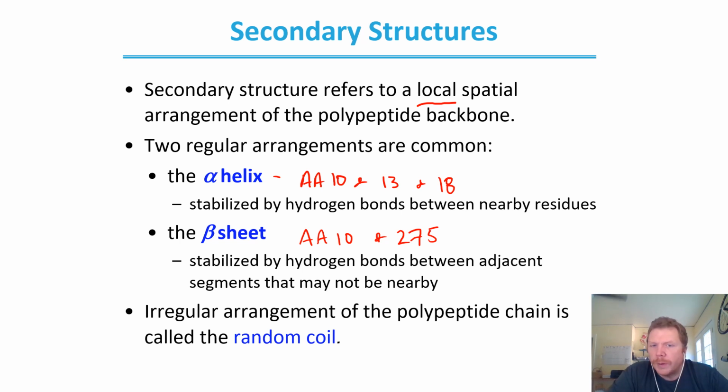Okay, irregular arrangement of the polypeptide chain is called a random coil. So generally when you think about a secondary structure, you should be thinking about an alpha helix, a beta sheet, and anything that's not an alpha helix or a beta sheet is going to be a random coil. So don't think that the secondary structure has to be an alpha helix or has to be a beta sheet. It's entirely possible that there are residues within a secondary structure that are simply random coils.